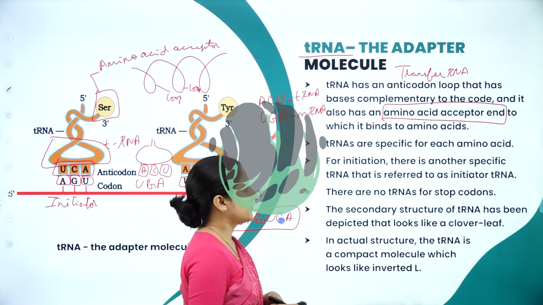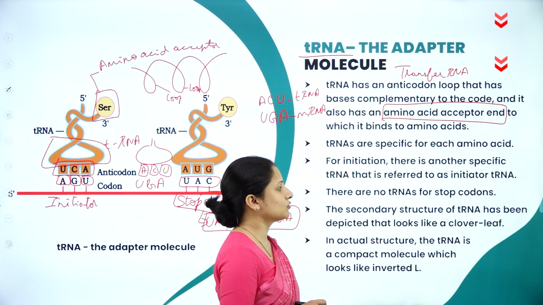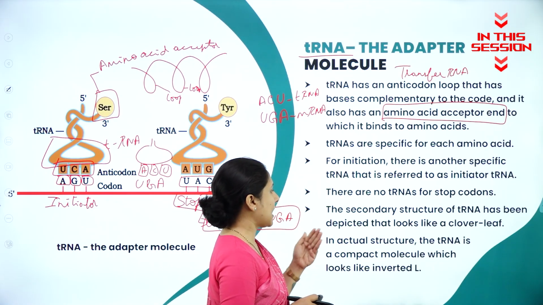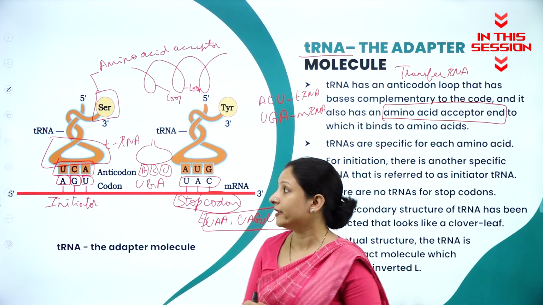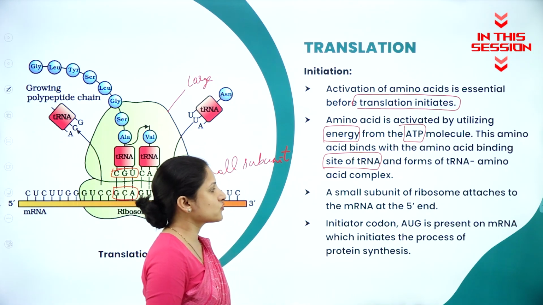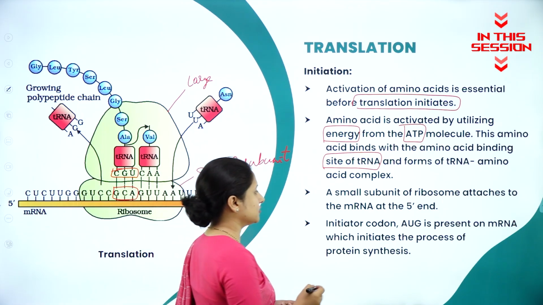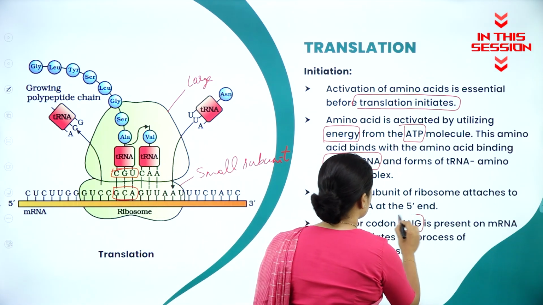The secondary structure of tRNA has been depicted as a clover leaf-like model. Its actual structure, the tRNA, is a compact molecule which looks like an inverted L. So, the initiator codon AUG, which is present on the mRNA. So we know which is the initiator codon, AUG.